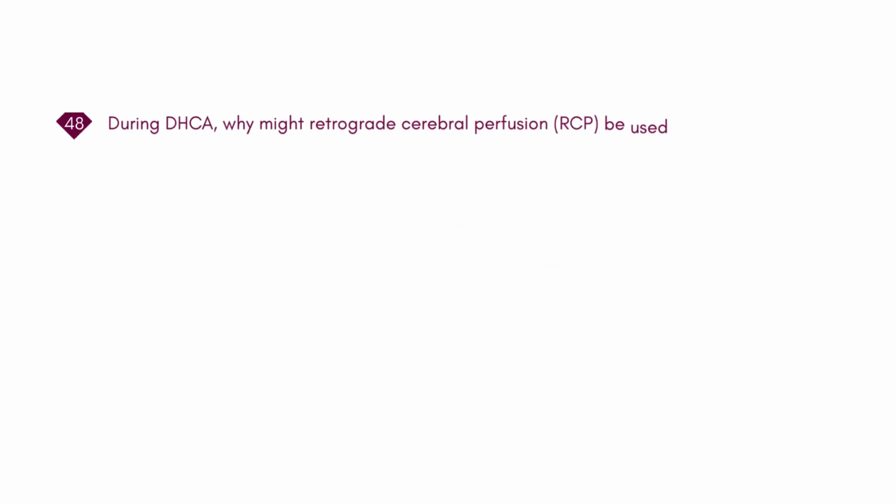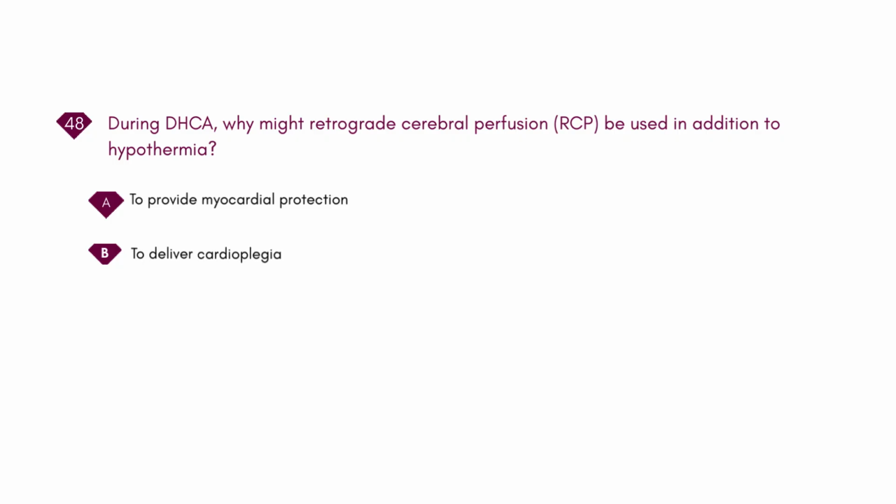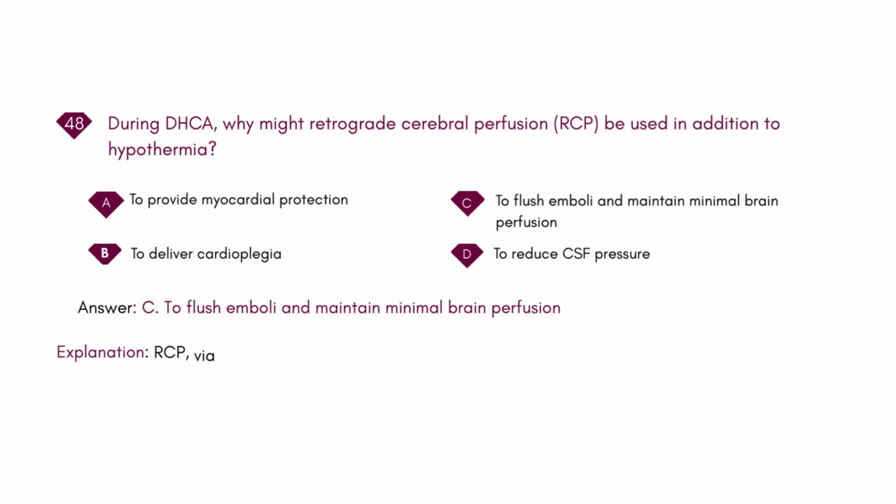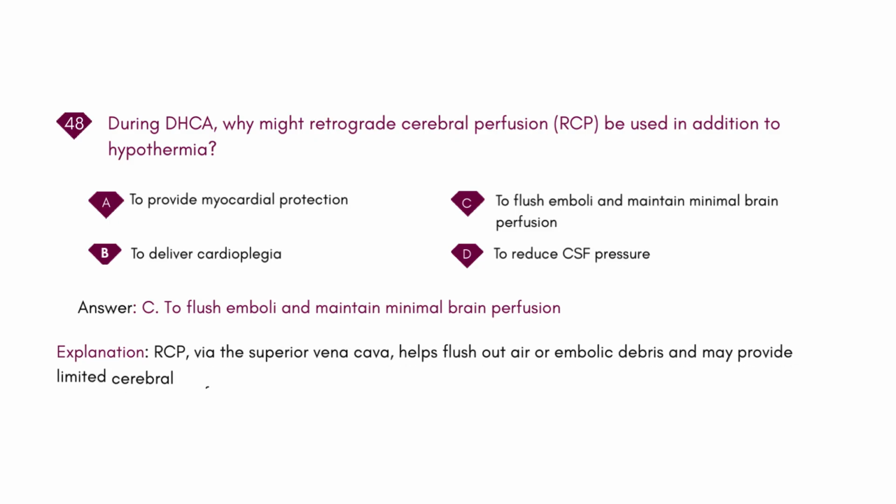During DHCA, why might retrograde cerebral perfusion, RCP, be used in addition to hypothermia? A. To provide myocardial protection. B. To deliver cardioplegia. C. To flush emboli and maintain minimal brain perfusion. D. To reduce CSF pressure. Answer: C. To flush emboli and maintain minimal brain perfusion. Explanation: RCP, via the superior vena cava, helps flush out air or embolic debris and may provide limited cerebral perfusion, acting as an adjunct during arch surgery.